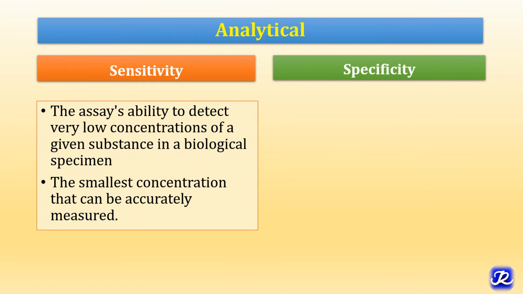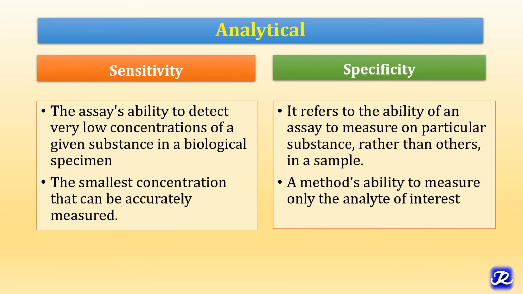present in a very low concentration, the method is known to be sensitive only if it is able to detect that lowest concentration of that particular analyte. So if any method can detect the lowest concentration, then you can say it is more sensitive. The smallest concentration that can be accurately measured by an assay is called analytical sensitivity.